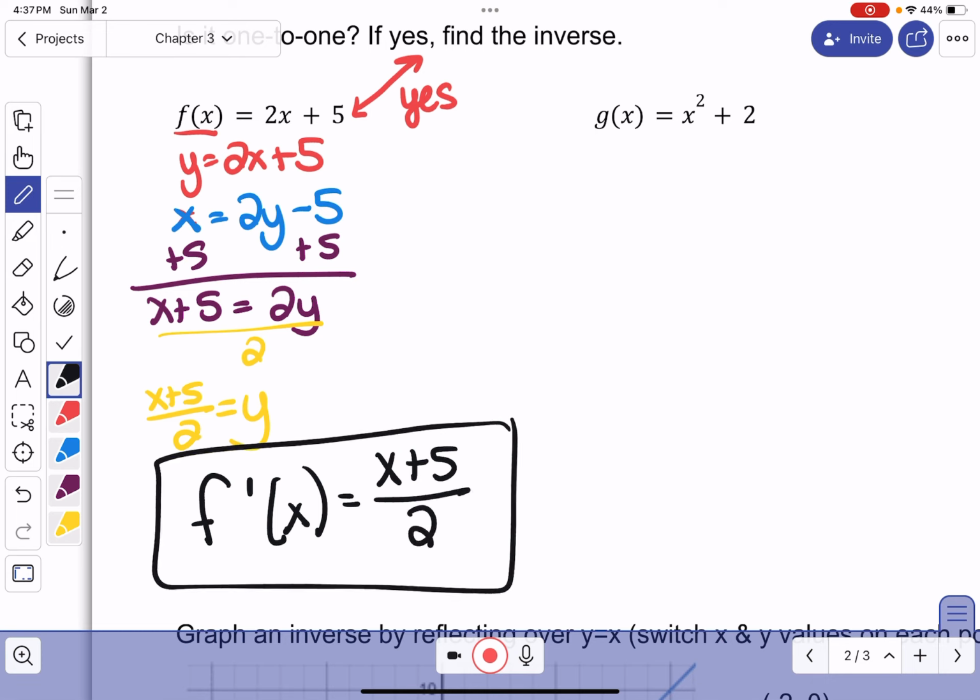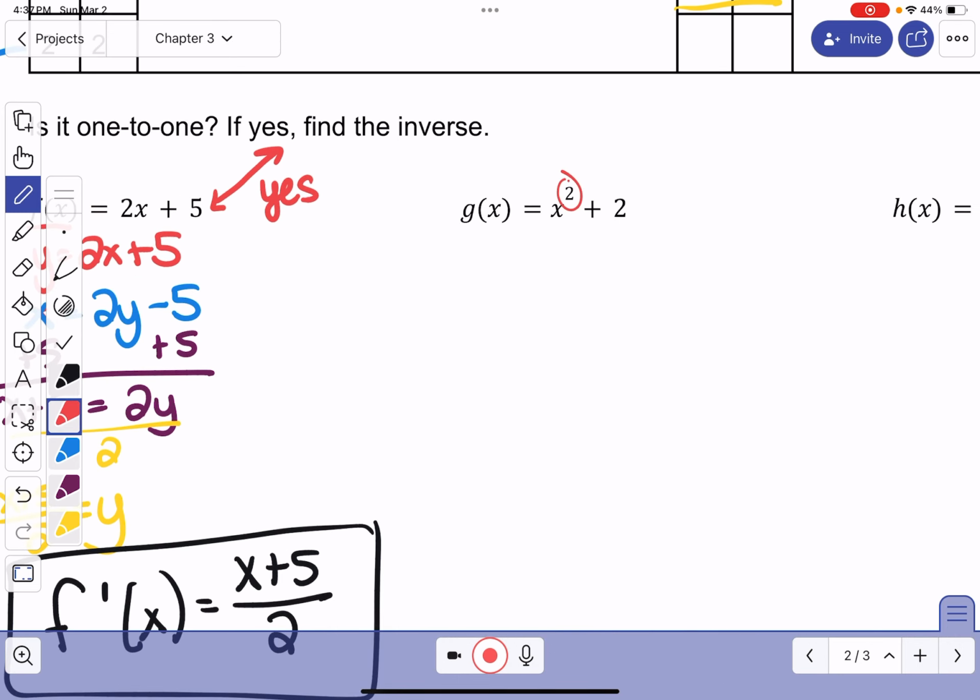And so I would just write it like that. Now let's look at g. G is a quadratic, so if I graphed it, it would be a U. It is a function, but it's not one-to-one, so there's no inverse.